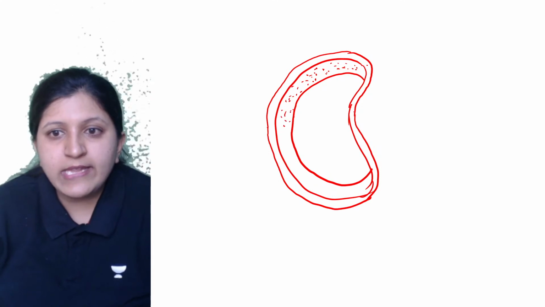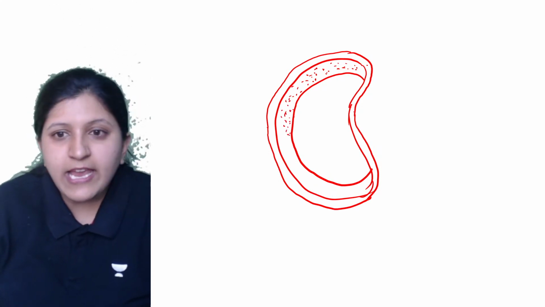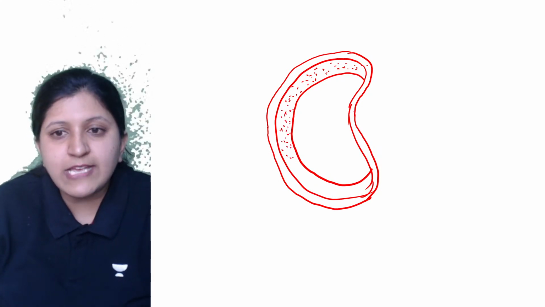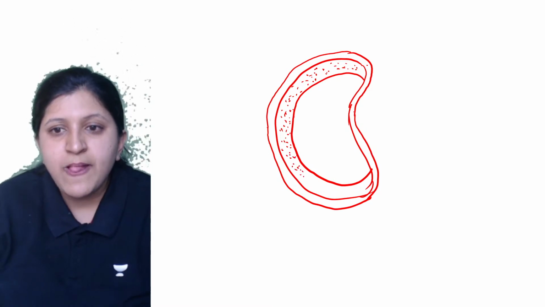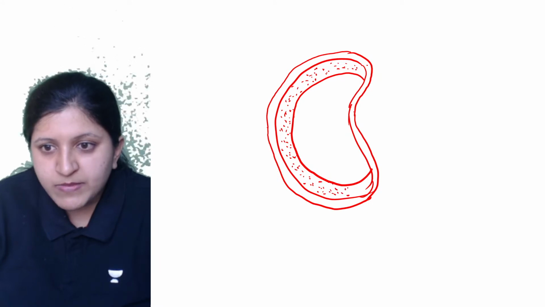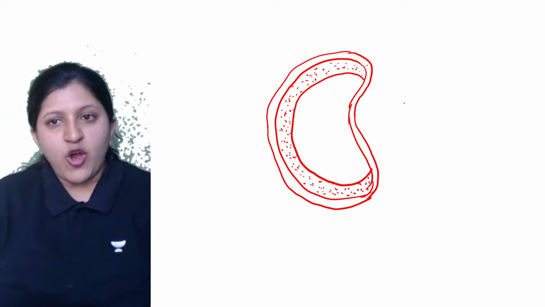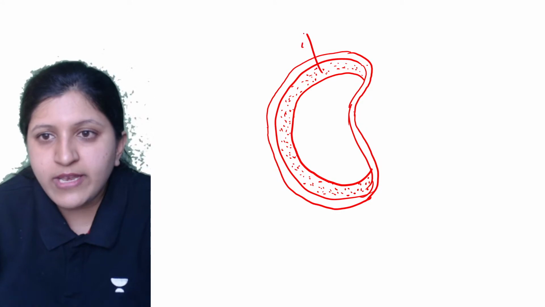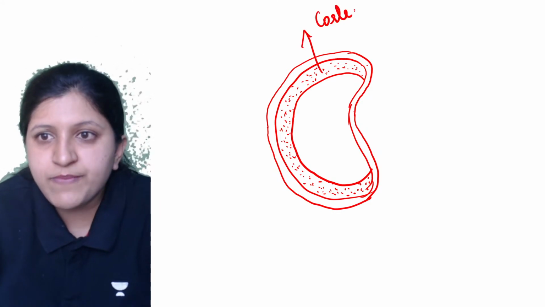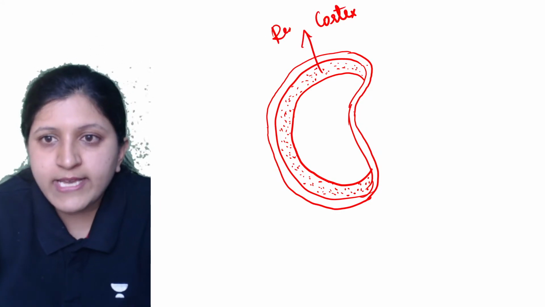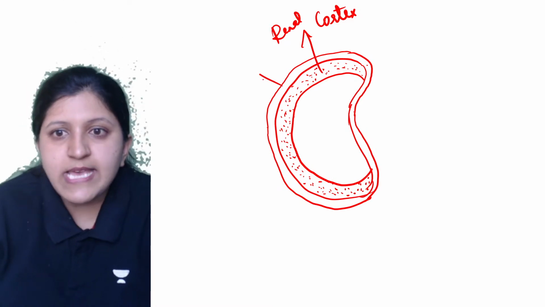So why is there a dot? Anybody has any idea why this appears as a dotted structure, when we observe under a microscope or maybe directly also? Any idea why this is dotted? So this is the dotted region, and this one is actually the cortex. So the renal cortex, and this one is actually the capsule.